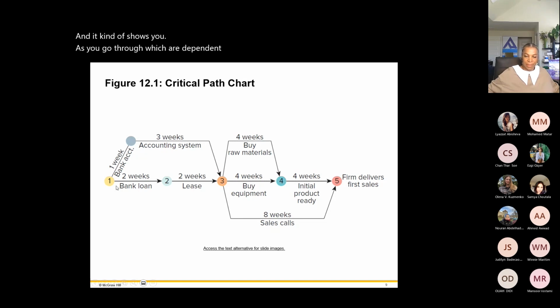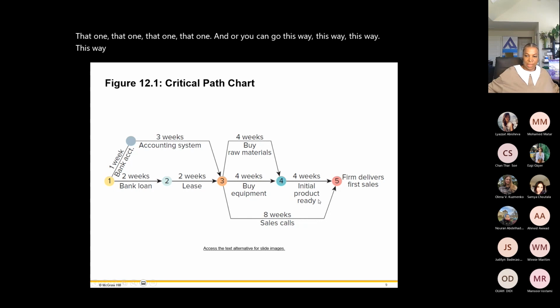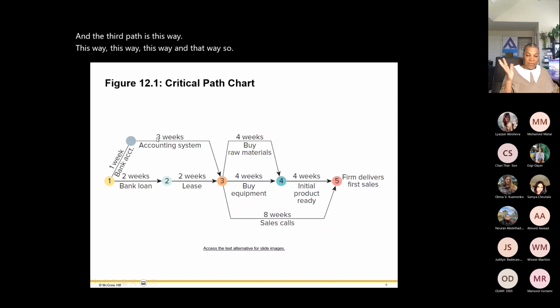So the critical path, so we have different paths through this. You can go one, this one, that one, that one, that one, that one, that one, end. Or you can go this way, this way, this way, this way, this way, and end. And the third path is this way, this way, this way, this way, and that way. So we've seen three paths.